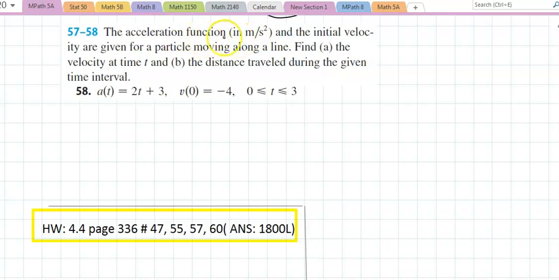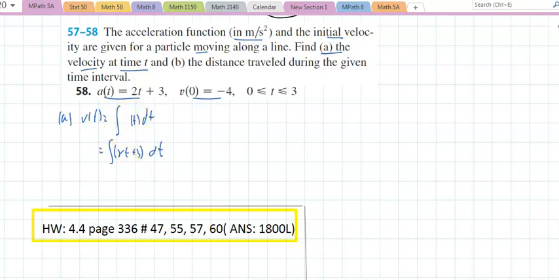The acceleration of a function in meters per second squared and initial velocity are given for a particle. There's the acceleration, there's the velocity. A. Find the velocity at time t. Well, that's simply velocity is nothing more than the integral of a of t dt. And that turns out to be the integral of 2t plus 3 dt.